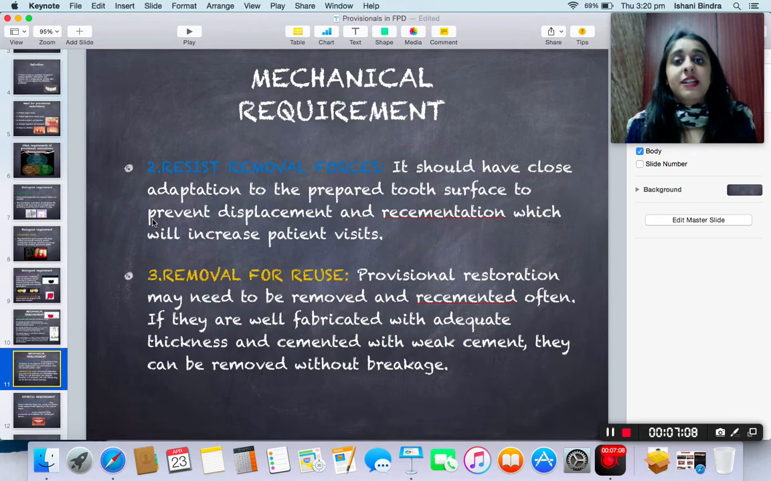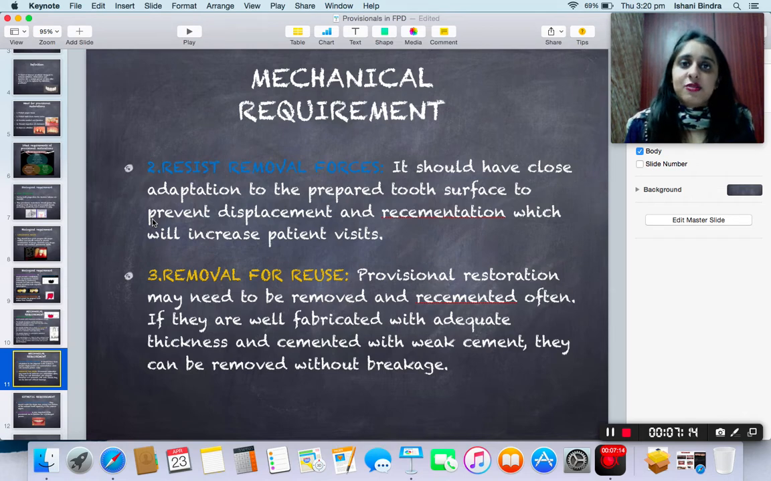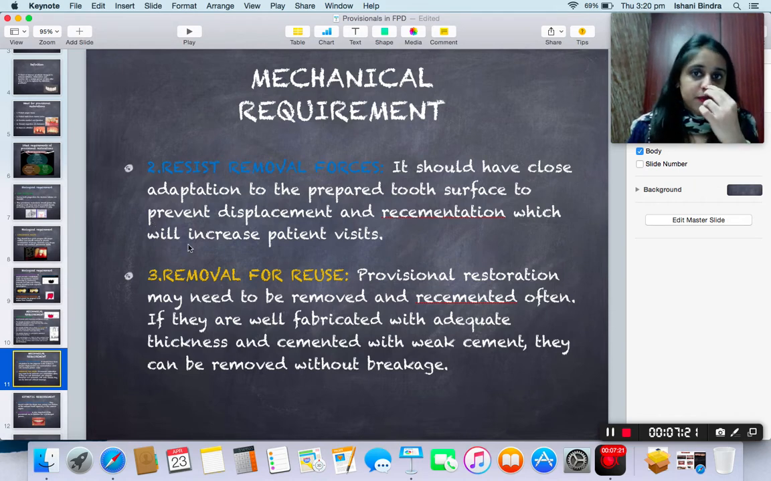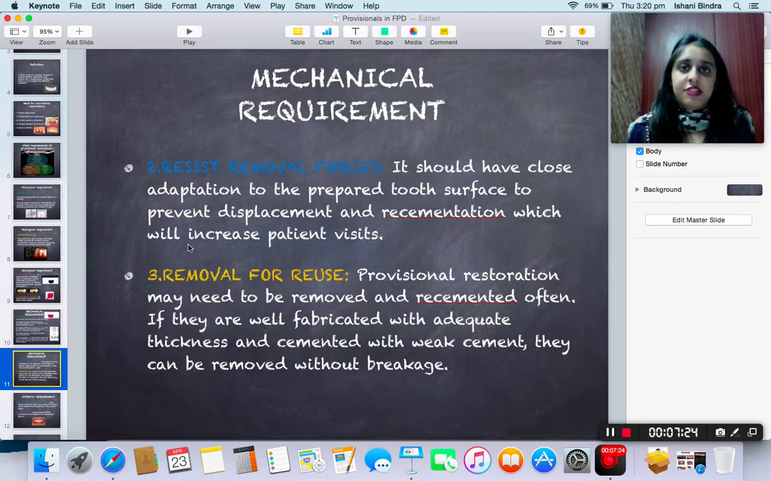patient visits. But at the same time, since these are provisional restorations, temporary restorations, which are given till the permanent arrangement will arrive, they should be easy to remove. So provisional restoration in many cases, for example, full mouth rehabilitation cases where we are giving full mouth crowns to the patient, the provisional restorations need to be removed time and then again re-cemented. So in such cases, they should be fabricated with adequate thickness and cemented with a weak cement so that they can be removed without breakage.